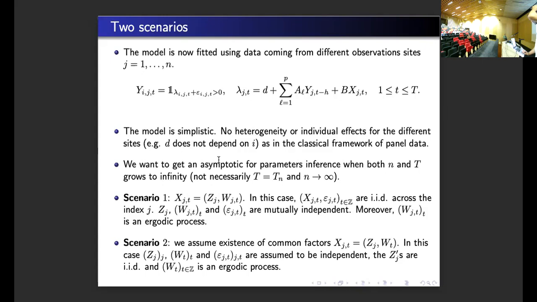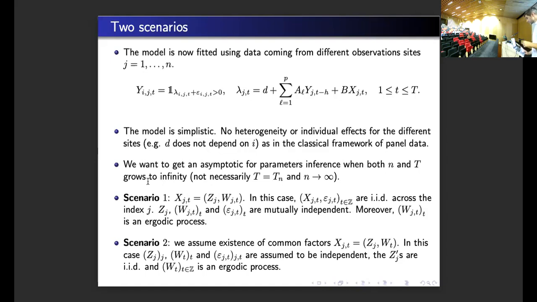And what we want to get is an asymptotic result for parameter inference. Under the scenario which is the most challenging, we assume that at the same time the number of individuals n goes to infinity, and the number of time points, capital T, goes to infinity as well. When one of these quantities is fixed, it's easier to prove some result, but I prefer to solve this kind of approach when you have more and more data across time and at different locations.